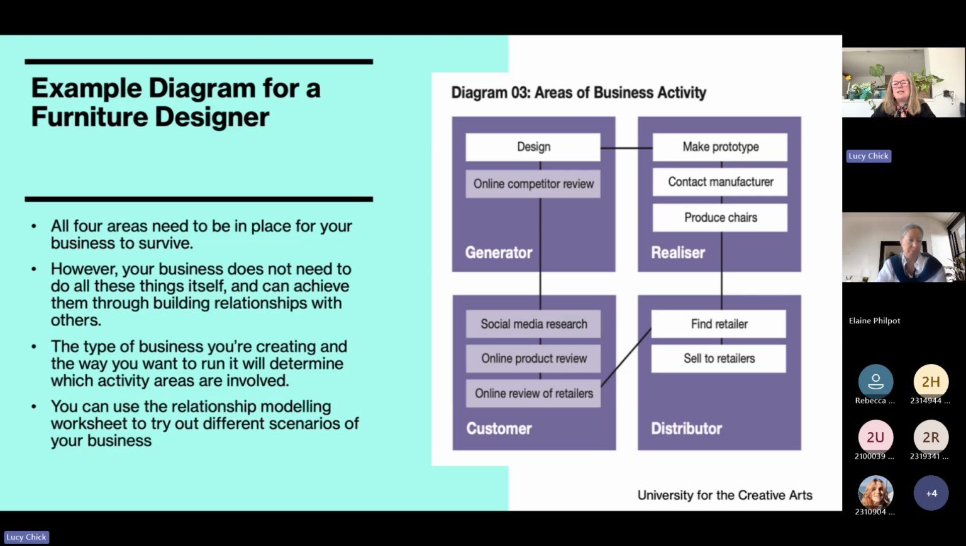So this is obviously one relating to furniture design, but in your boxes for generator, realizer, distributor, and customer, it could be really, really different, right? What you're writing about could be really different. And you can use the worksheet on the next page to try out different scenarios.